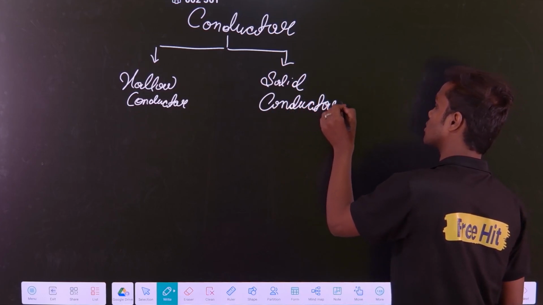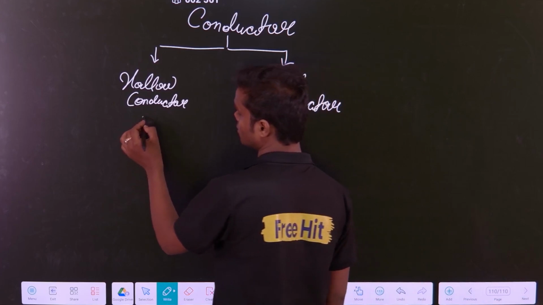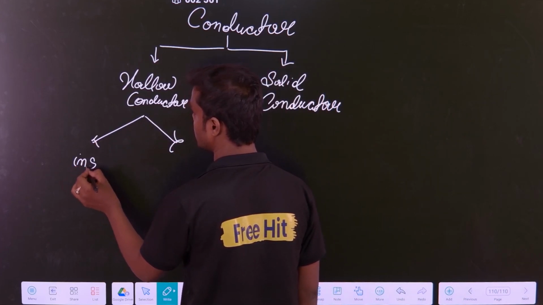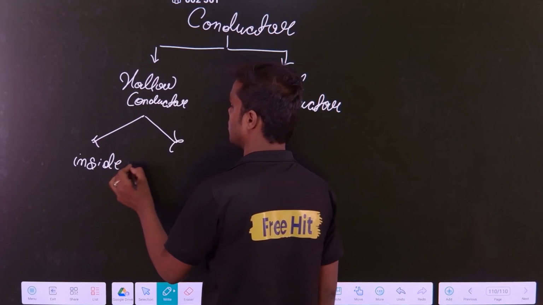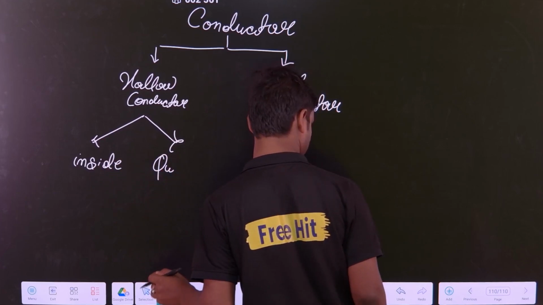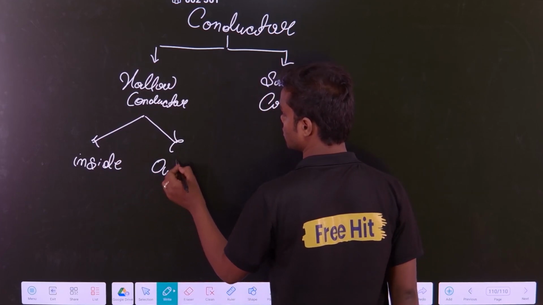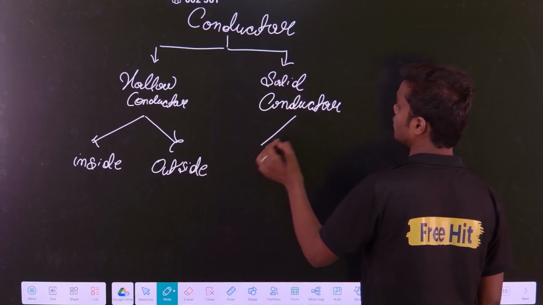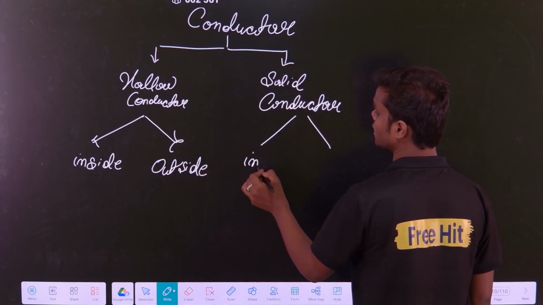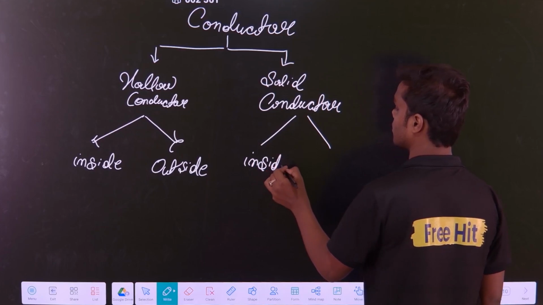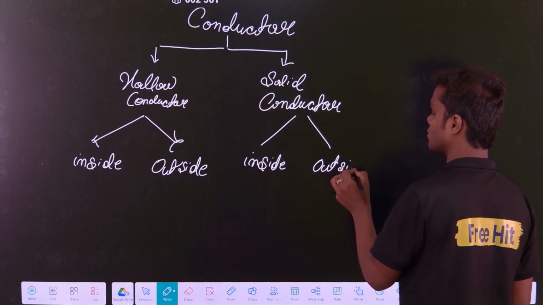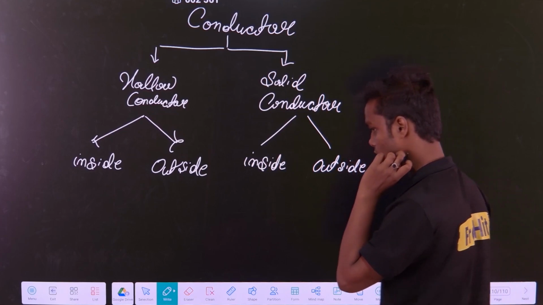In hollow conductor, we have two cases. One is inside and one is outside. Similarly, in solid conductor, we have two cases. One is inside and one is outside. Clear?